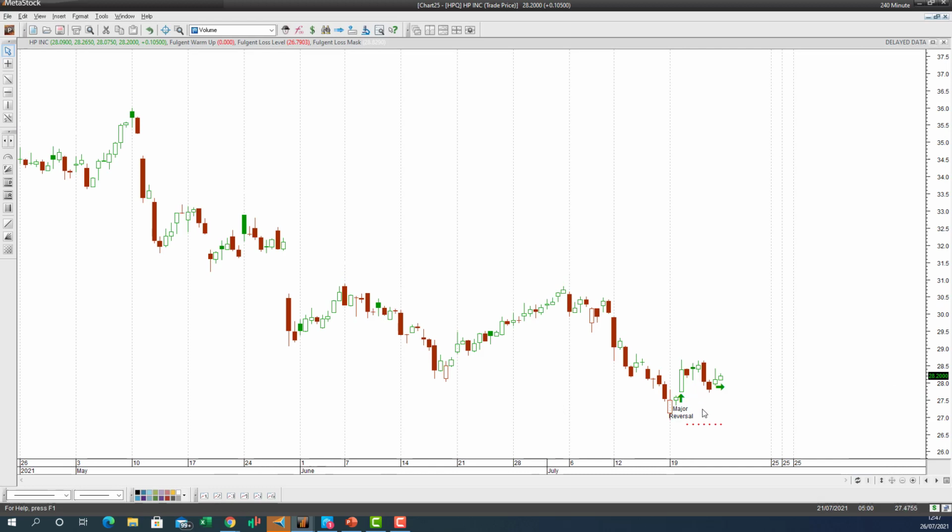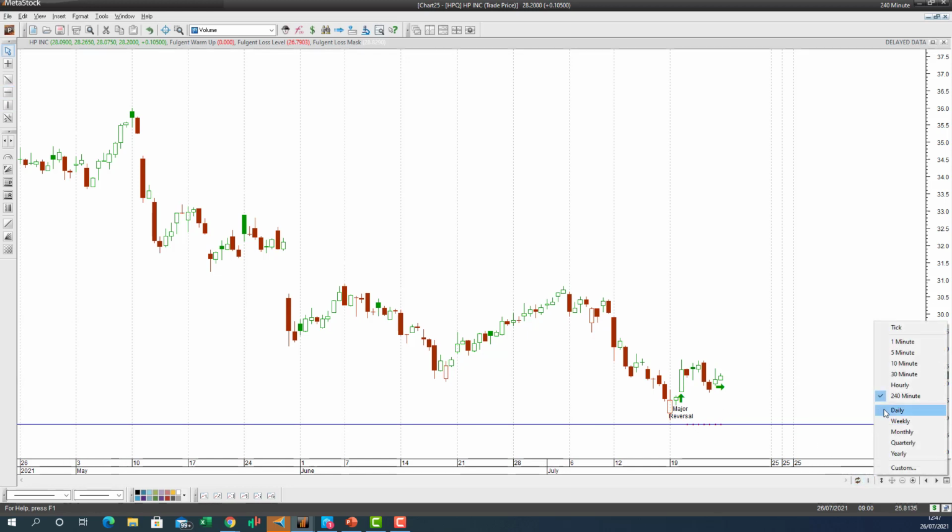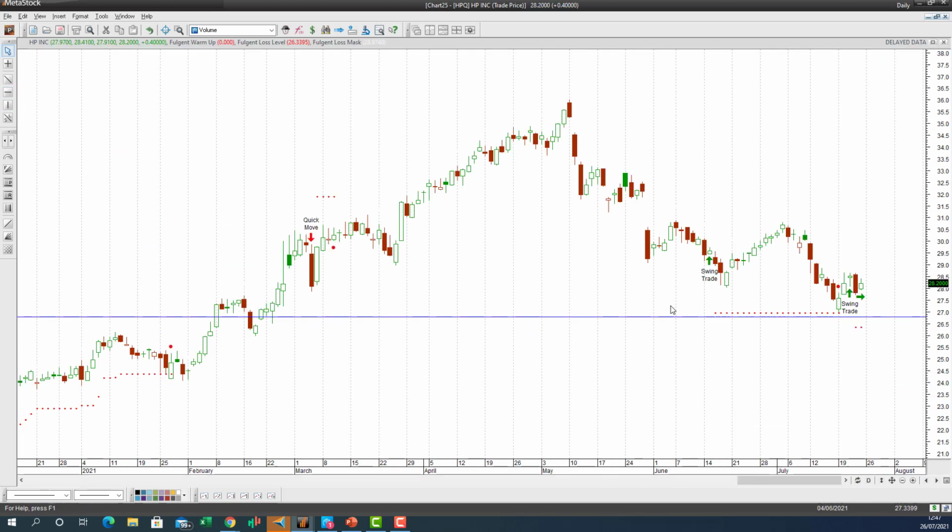Nice little swing trade there, major market reversal. Let's see, there's your trading stop loss on the 4 hour chart. So you can see that's the 4 hour chart trading stop loss. There's a swing trade, there's a major market reversal in the 4 hours. So you've got two interesting signals.